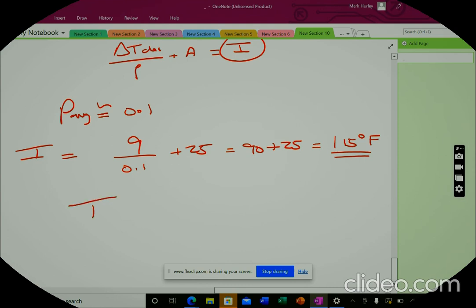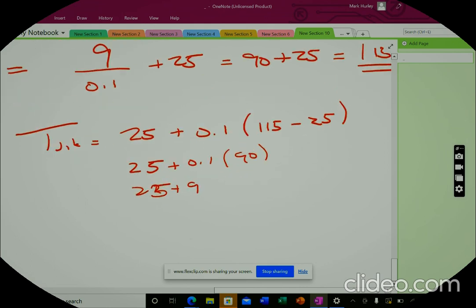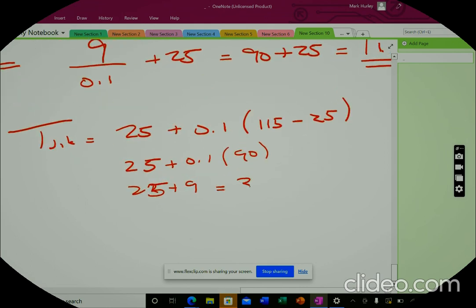And this is following the equation. T_slab is equal to A, which is 25, plus the proportion times I minus A, which is 115 minus 25. That's 25 plus 0.1 times 90, so 25 plus 9 gives us 34. And that is the average, using the average proportion.